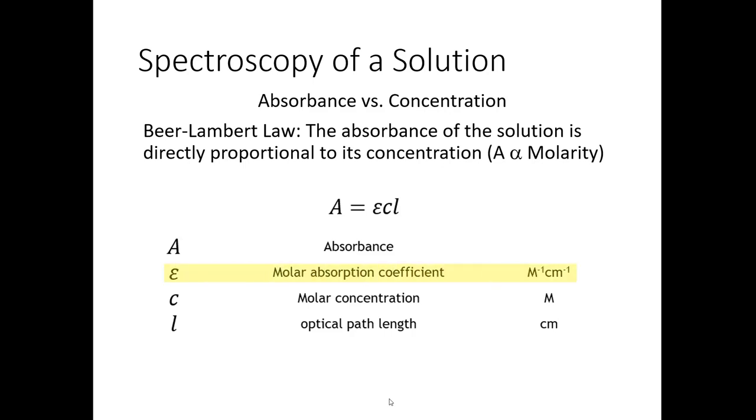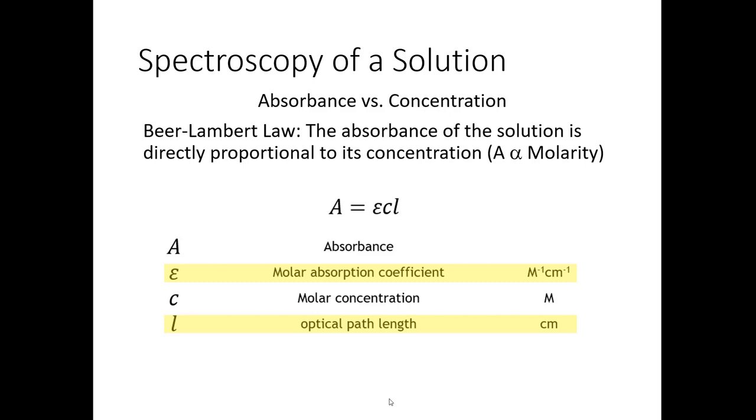For our purposes, typically these two values, the molar absorption coefficient and the optical path length, are not of our concern. We typically are working with solutions that are fairly dilute and therefore behave ideally. And so epsilon will be a constant. And we typically use a path length of 1 centimeter. And so the math there is irrelevant. We are more concerned about the relationship between the absorbance and the molarity.